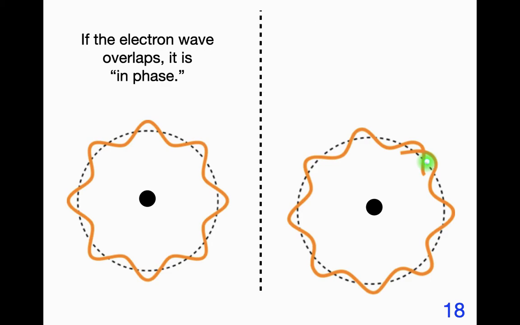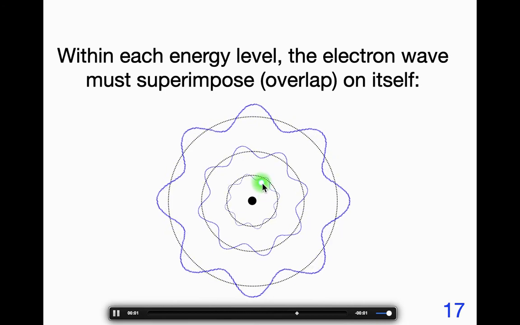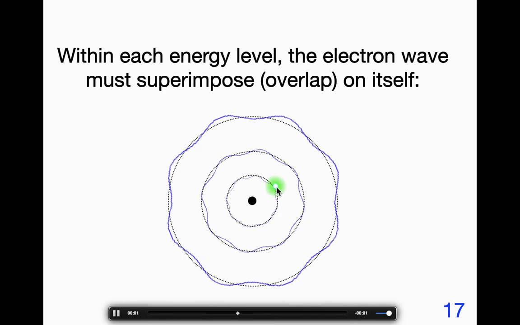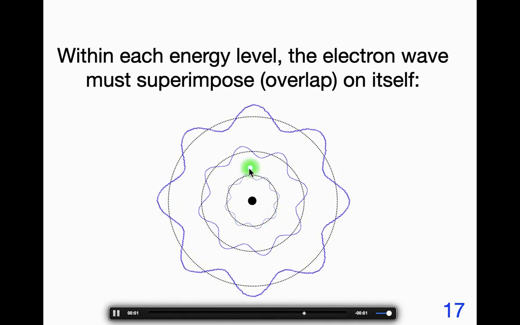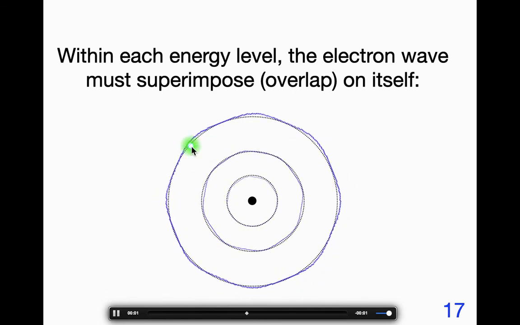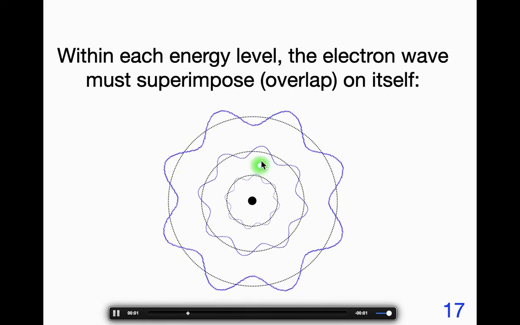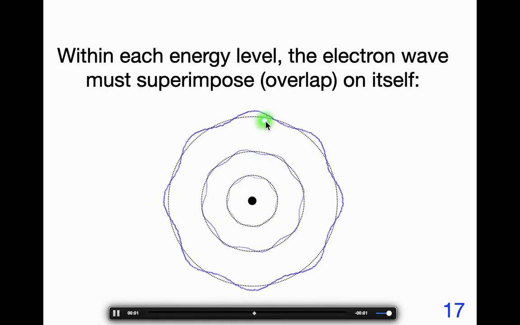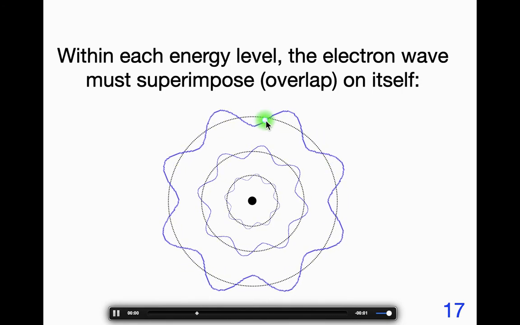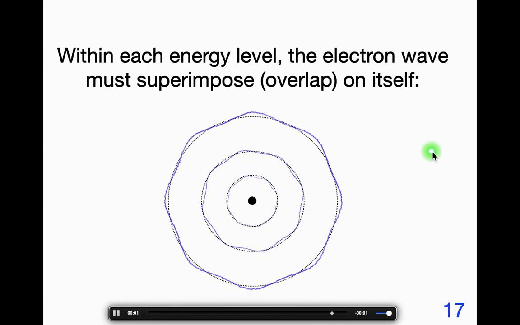Let me go back for 1 second. I think I forgot to point something out. The number of nodes, which are the crests of the wave, corresponds to what energy level it's at. The animation I'm using here probably doesn't fit that as well, but let's say the first energy level would have 4 nodes, the second would have 5, the third would have 6. I'm not exactly sure what the numbers are, but you would have a different number of waves in each one of those energy levels.